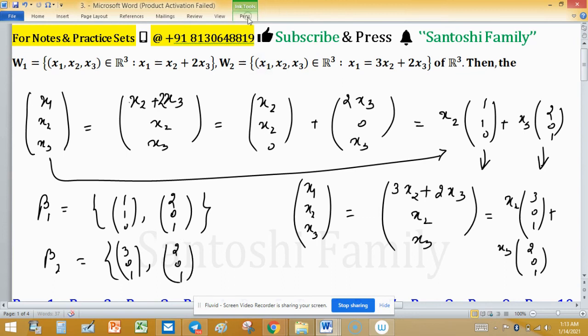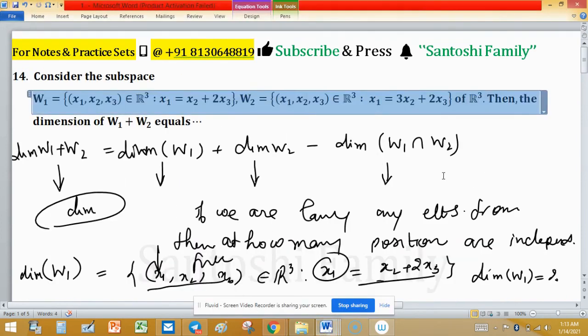Now you can see this element is common in both bases. So the common basis contains (2, 0, 1), only this element, and the number of elements in a basis is known as the dimension. So the dimension of the intersection is 1. Intersection means common elements, and the common element in the bases is this, so the dimension of the intersection is 1. So the answer to this question is 3.